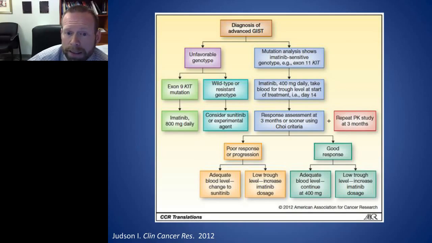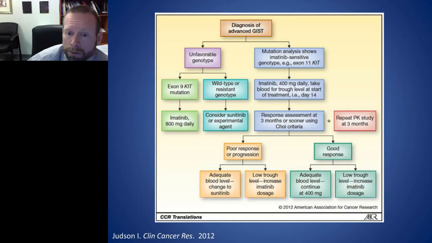Now, if we have the blood level data and the response assessment, and we're seeing a poor response or progression, and we have a low trough level, meaning minimal or not sufficient exposure to the imatinib, then you can increase the dose. If, on the other hand, you have a poor response but your blood level is within the target range, then perhaps it's time to change to a new agent such as sunitinib. If you have a good response and an adequate blood level, then you continue.